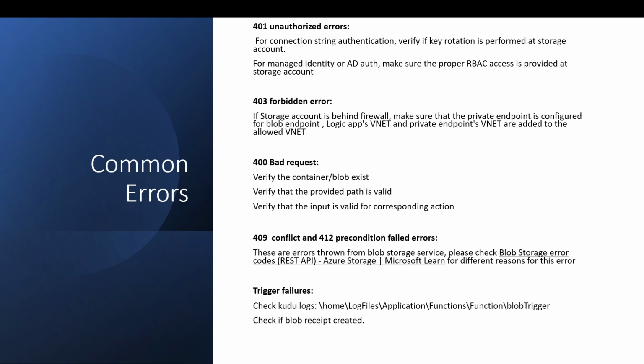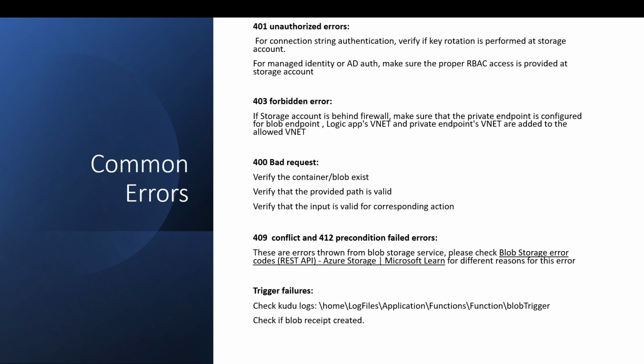These are some of the common errors we can come across. In case of 401 unauthorized, if it is a connection string authentication, verify if key rotation is performed at the storage account. And for managed identity or AD auth, make sure that the proper RBAC access is provided for these service principals at the storage account. And for 403 forbidden error, if storage account is behind firewall, make sure that the private endpoint is configured for blob endpoint, and Logic Apps VNet and private endpoints VNet are added to the allowed list.